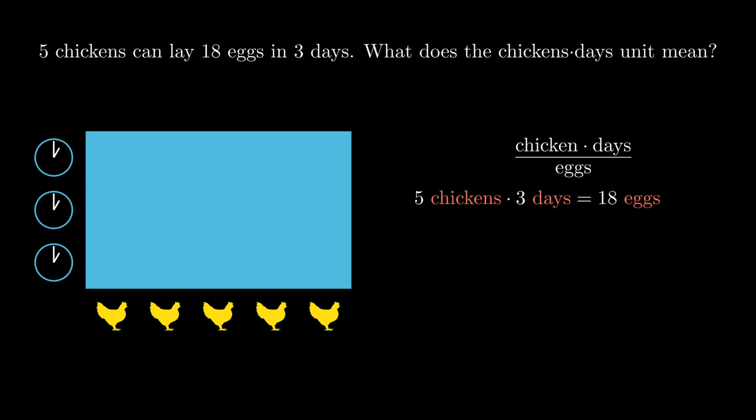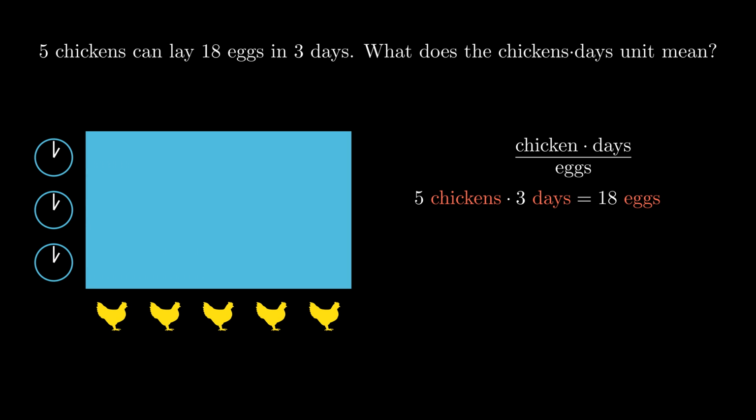That doesn't seem to make sense. How can we multiply our chicken and day units to obtain eggs? Let's see what's going on here. Suppose we have 1 chicken and 1 day. Does this mean we have 1 egg? Not necessarily. Imagine that this rectangle represents the total work that chickens do, but then that work unit needs to be converted into some amount of eggs.